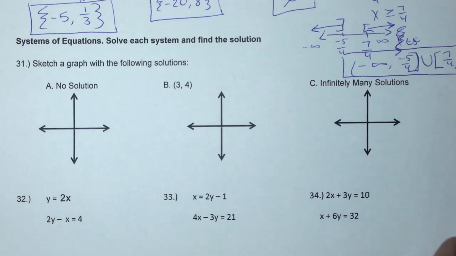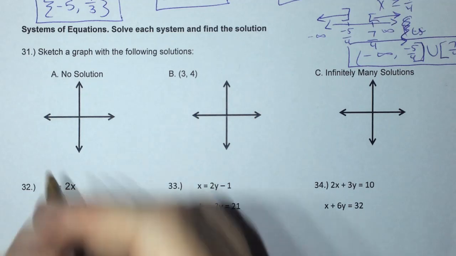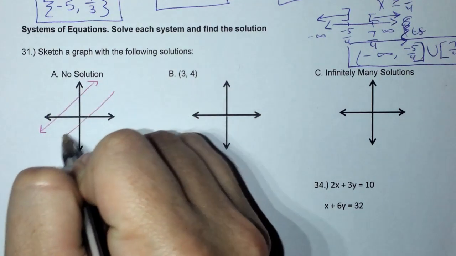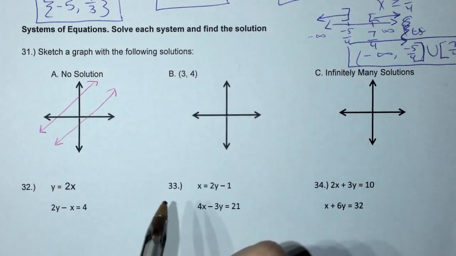Okay, so now we're looking at systems of equations. So 31 tells you to sketch the following graph. If it's no solution, remember that means they're parallel, so they never touch, because the solution to a system is where the two lines intersect.